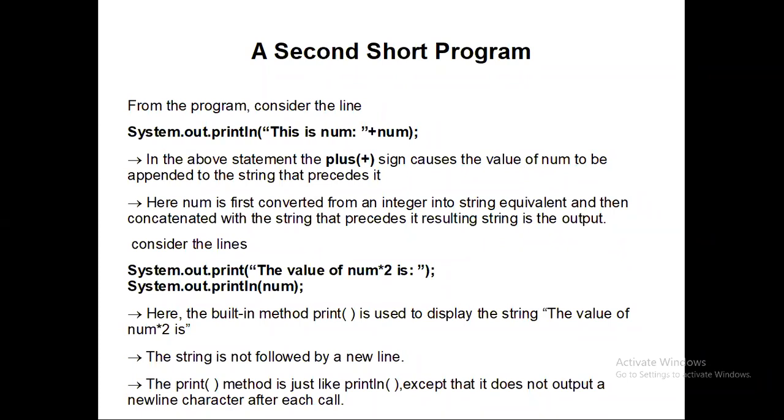So you have copied this screen? No, the entire thing you need not copy, because it's very simple. About the plus symbol and that first it is converted from integer to string equivalent, that sentence you copy. I think it's enough. The plus sign causes the value of num to be appended to the string, and num is first converted from an integer into its string equivalent, and then concatenated with the string that precedes it, resulting in the string as the output. That much if you copy, it's enough.